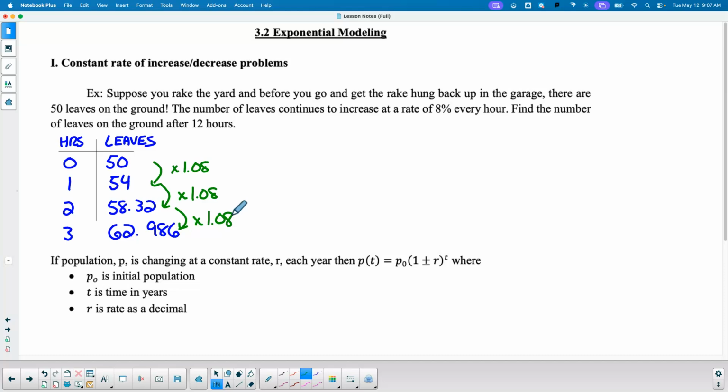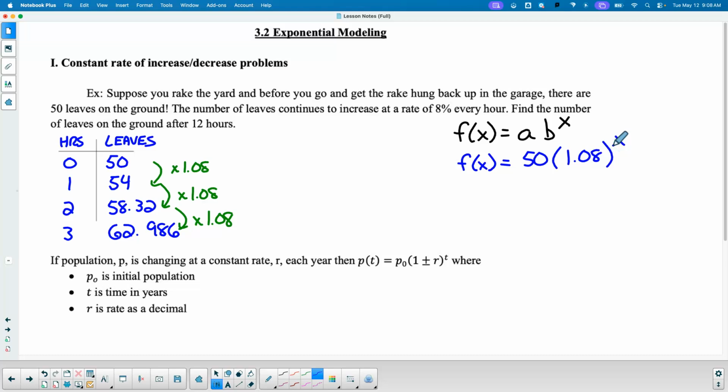And that quicker way is we're going to make an equation of f of x equals a b to the x power, where f of x is going to equal a, my initial value was 50, times b, which would be my growth rate, and my growth rate was 1.08 to the x power.